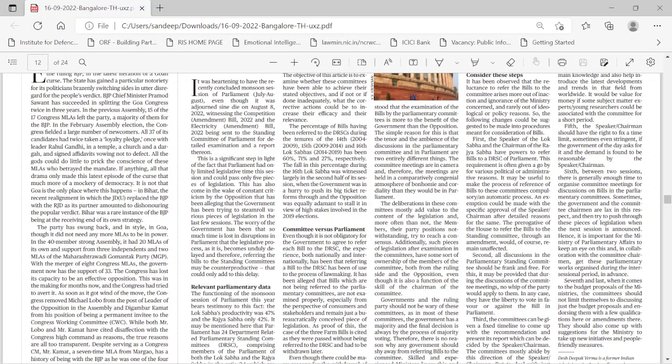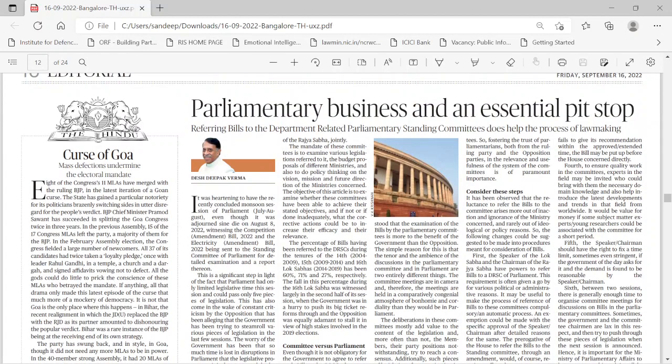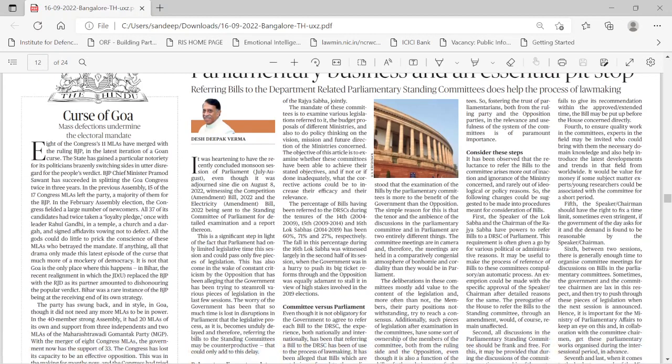Third point, if expert services are provided, the bills may undergo required changes.